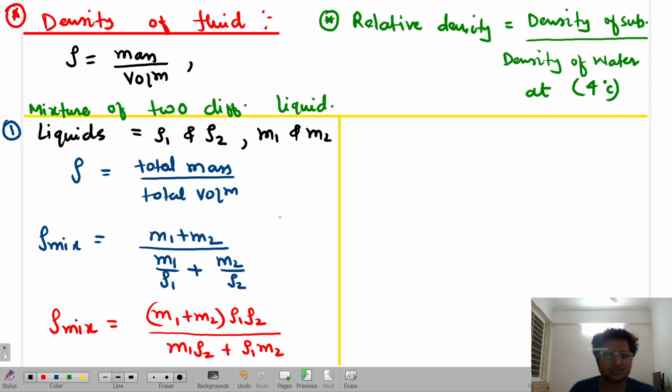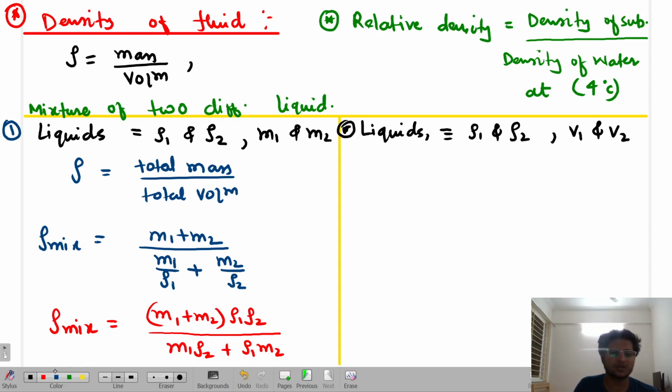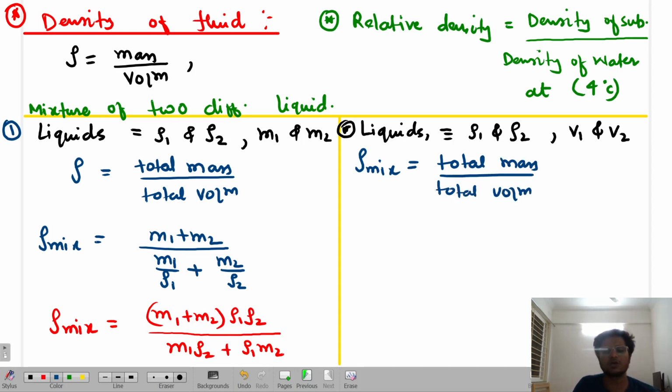Is that clear? Similarly, I can consider another case where liquids' densities are mentioned, but this time volumes are mentioned. So then once again, you are required to find the density of the mixture. So once again, I'll get the same formula, total mass by total volume. अरे कुछ तो बोलो, हाँ है ना, यही होगा ना.